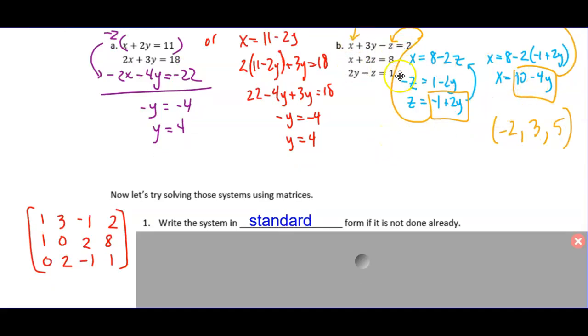This one was already done that way, so we don't have to rearrange anything. But if you had variables on the wrong side, or if you did have constants on the left side, you'd have to make sure everything is arranged perfectly before you start. All right, so this is the matrix that we'll use to solve it.